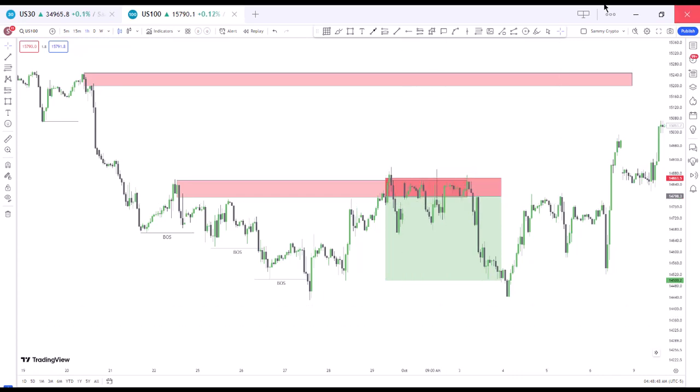You can see this low that was here, price took that out, which is a liquidity. This low, price took that out. This low, price took that out. And some people are marking this as a break of structure.